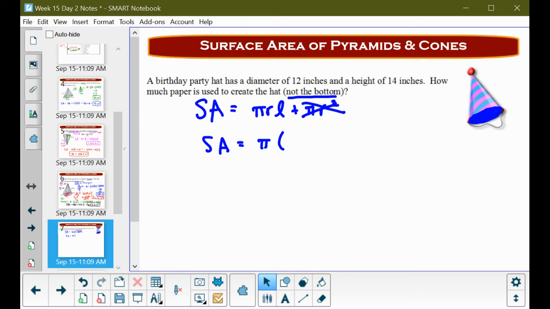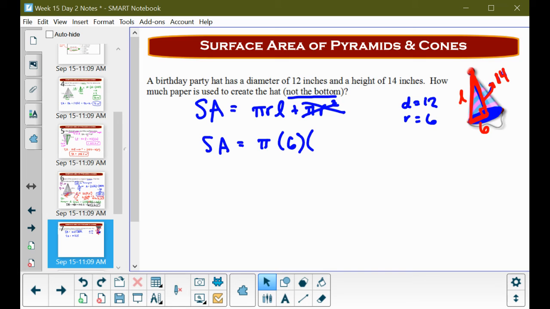Our diameter is 12. So if our diameter is 12, that means our radius is half of that, so 6. And our height is 14, so right here, the height of that hat is 14. So let me get a different color because this isn't working as nicely as I thought. I was hoping the blue would show up better. So 14, and we need to find that slant height. So 6 was our radius, 14 is the height. We need to figure out what the slant height is here, so I'll put an L there.